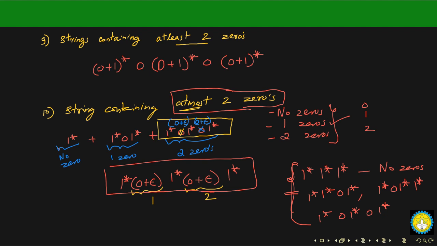So this can be easily derived from the strings that contain exactly two zeros. This was the regular expression that we constructed for accepting strings containing exactly two zeros. Instead of a 0 there, you can replace it with 0 plus epsilon, in both the locations, so that the regular expression gets converted to one representing strings containing at most two zeros.